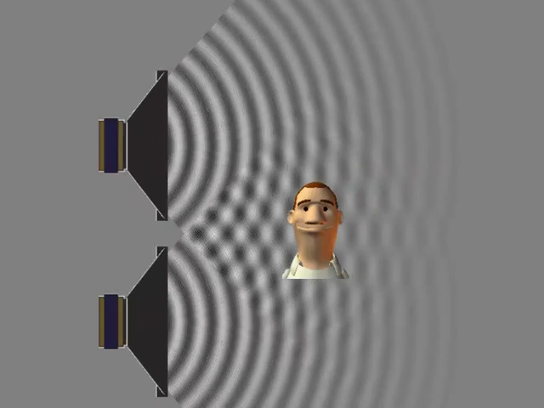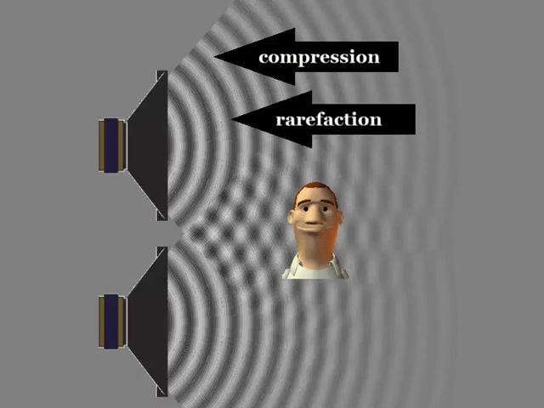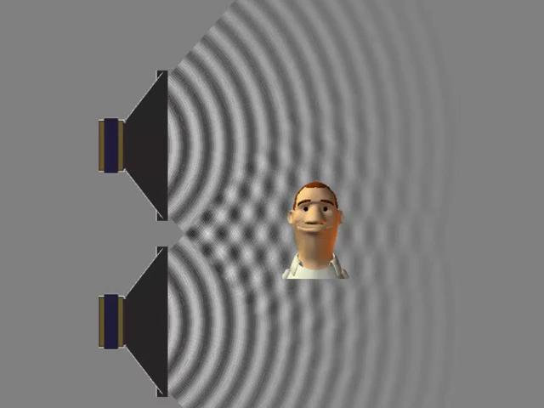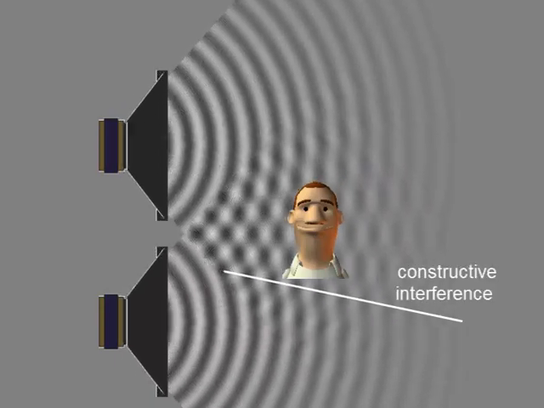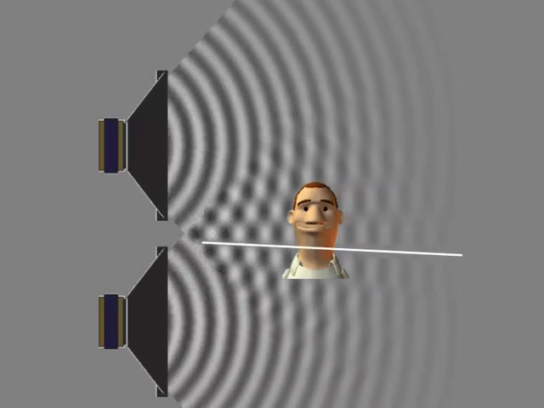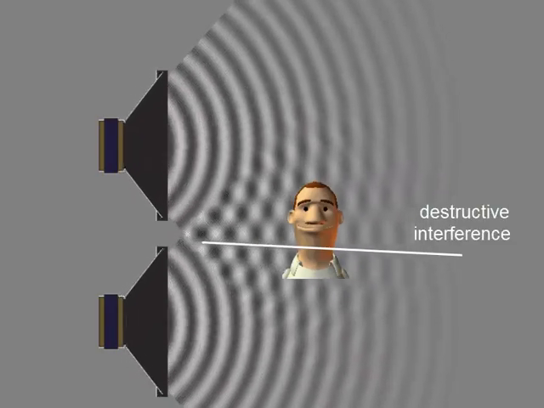Sound waves, like any waves, can be made to interfere. For sound, a wave crest is a compression and a trough is a rarefaction. When the crest of one wave overlaps the crests of another, there is constructive interference. When the crest of one wave overlaps the troughs of another, there is destructive interference.